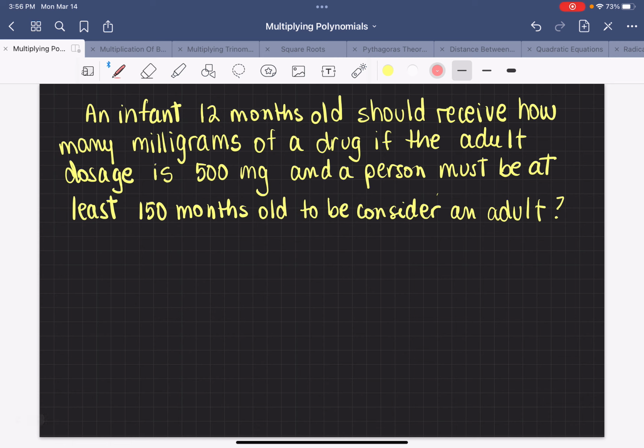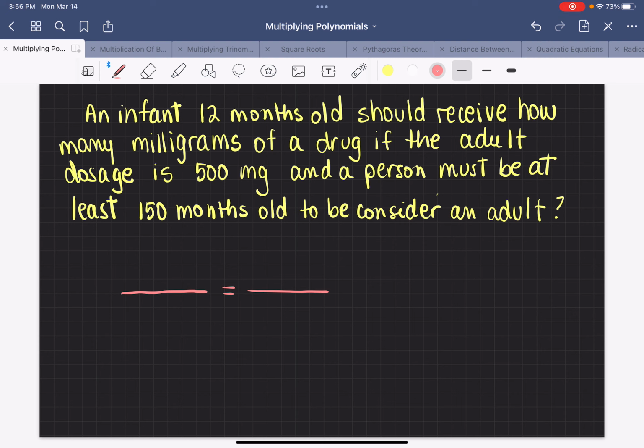So here's the problem. An infant 12 months old should receive how many milligrams of a drug if the adult dosage is 500 milligrams and a person must be at least 150 months old to be considered an adult. So let's first write our proportion.